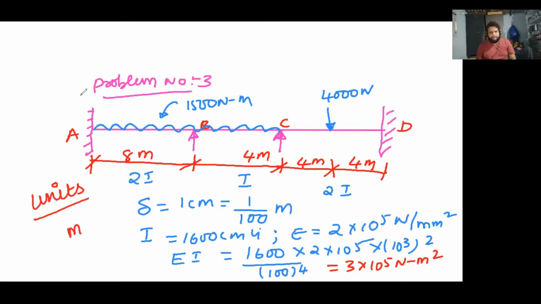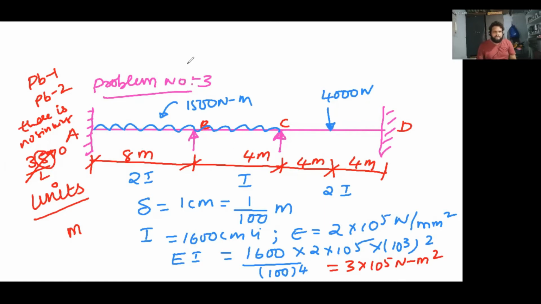In our previous problems, problem number 1 and problem number 2, there is no sinking of supports. That is the reason in all those cases, while writing the slope deflection equation, we made delta 0, because delta is not present there. But in this question, we have to consider this delta value.